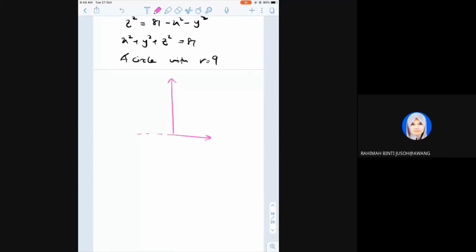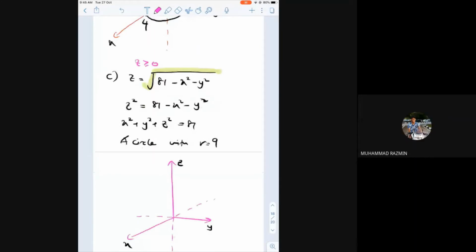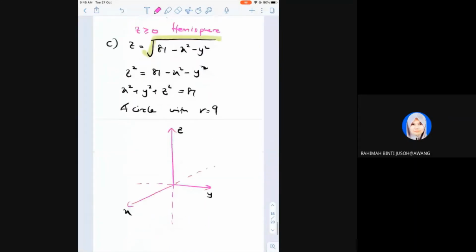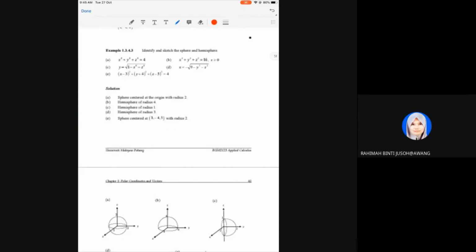Okay. So, all right. But now, guys, you have to be careful. Why? Because in the original question, we have square root sign. Ingat tak kita belajar masa last week? What does it mean by square root sign? Z must be greater or equals to? Positive. Yes, Z must be always positive. So this becomes a hemisphere. Separuh saja. Okay, positive. So kat tengah-tengah, and then dia buat topi dia. Ha, itu je. So the radius is 9. Here is 9. Right here negative 9. Up here 9. Like that. Okay. So that's for the ellipsoid and also sphere.